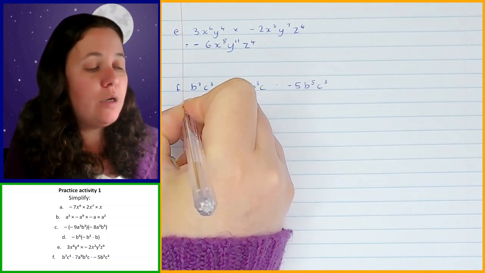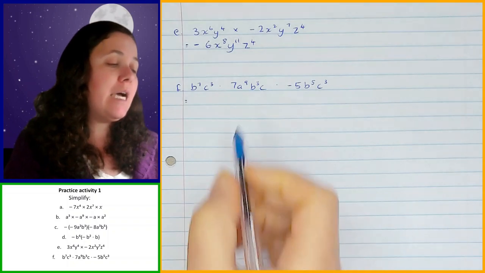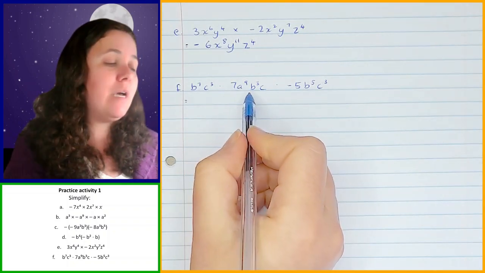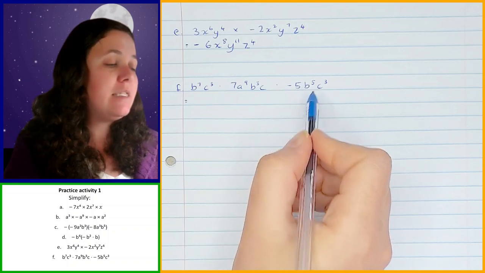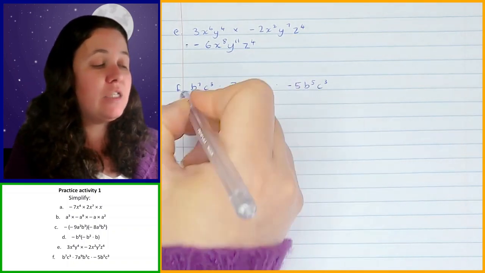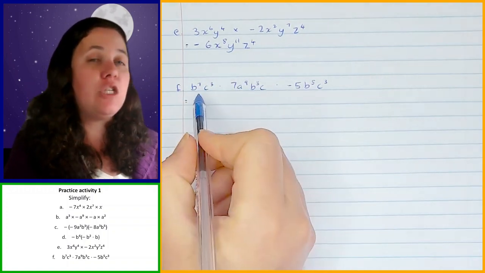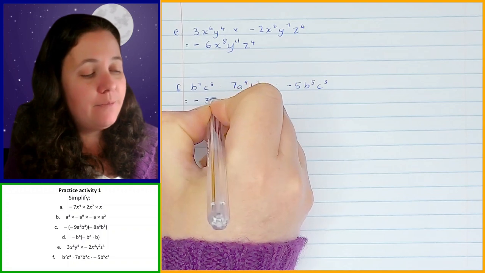And then the last one, we had b to the power of 7, c cubed, times 7, a to the power of 9, b cubed, c, times negative 5, b to the power of 5, c cubed. Again, I've got only one negative here, so it's going to be negative. Then I do my numbers, so that's 7 times 5, that is 35.